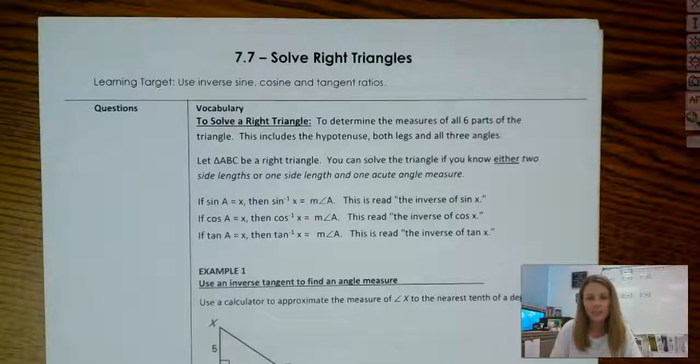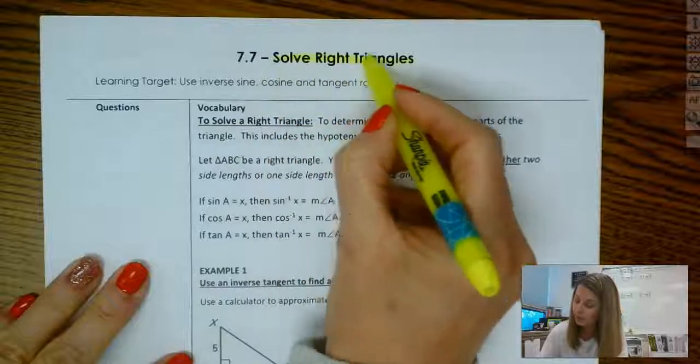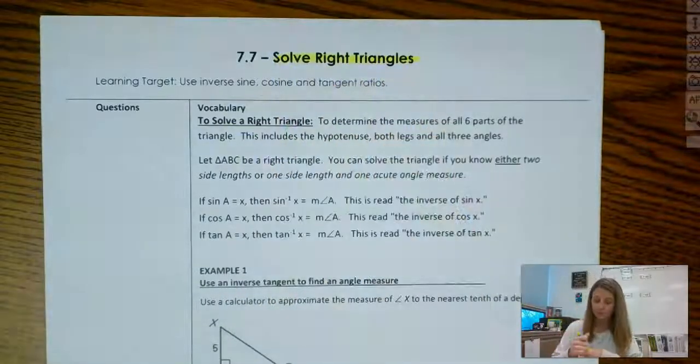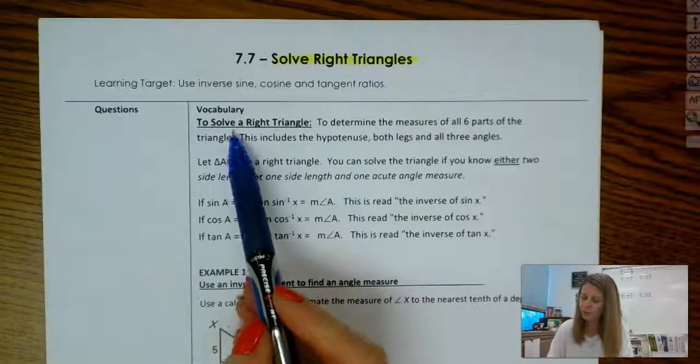Okay, this video is going to go over section 7.7. The topic is called solving right triangles. So you will see these directions throughout some of your problems. And so when we solve a right triangle, we want to find all the missing parts. So that's actually what I have here at the beginning.